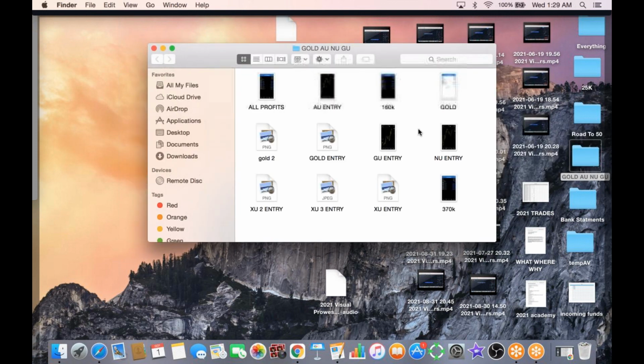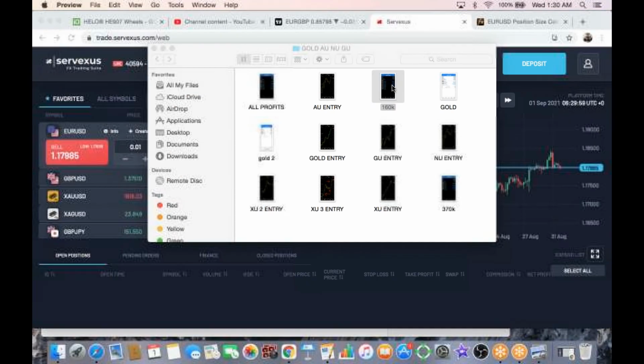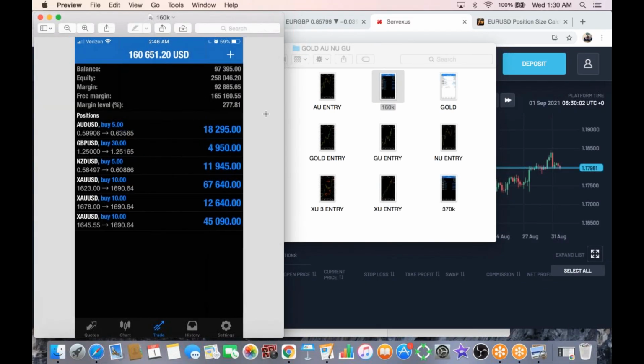Let's see. These should be my big trades at the account last year. Let's see. 160K. Yeah. This is it right here. And this, look, I stacked this on gold. Look at that position stack on gold. Look at the other position stack on gold. Look at the other position stack on gold. I'm just stacking positions at all times and all different levels. It does not matter the account size.